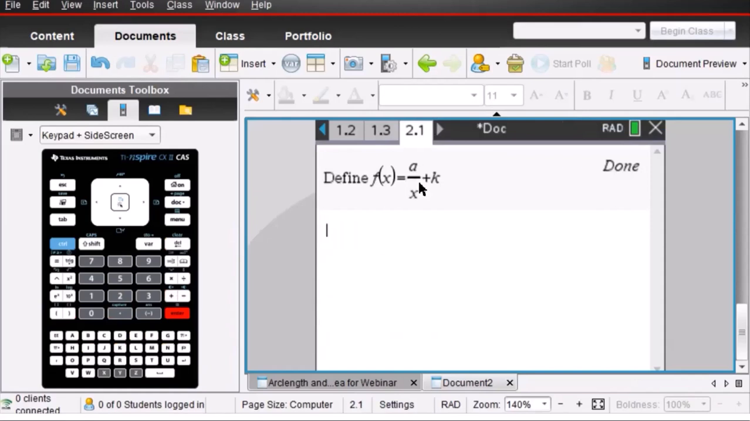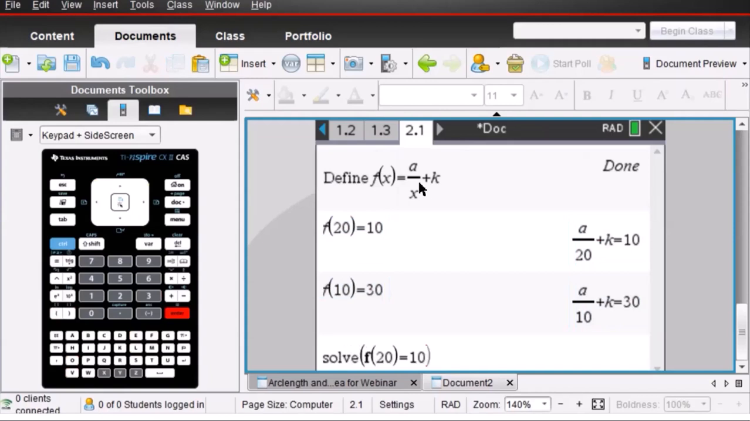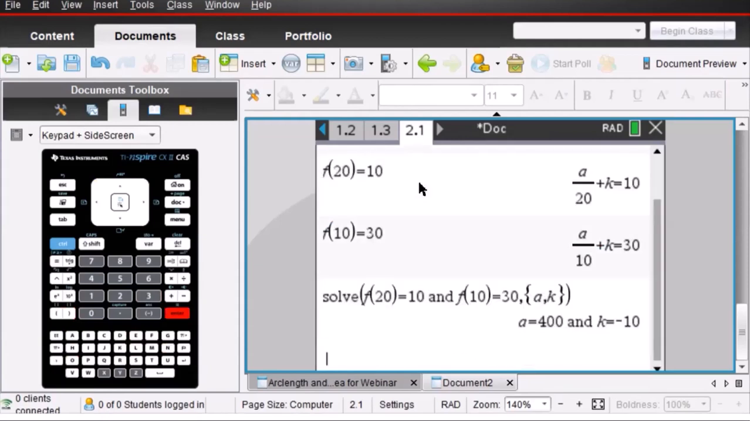Now, we know that the curve passed through the point x equals 20, y equals 10, and x equals 10, y equals 30. In other words, f(20) is equal to 10, and f(10) is equal to 30. So really, we have to solve those two equations for the values of a and k. I can just go up and get them. My students always say, oh, you're typing so quick. Well, I'm not actually typing, I'm just grabbing and pasting. And we're solving that for my values of a and k. So sure enough, I've got my values of a and k.